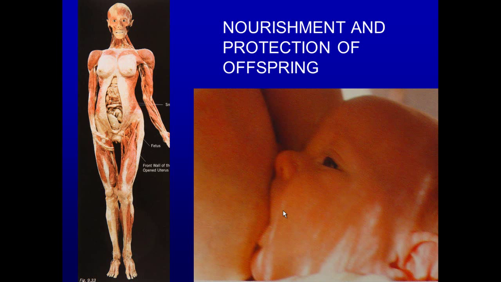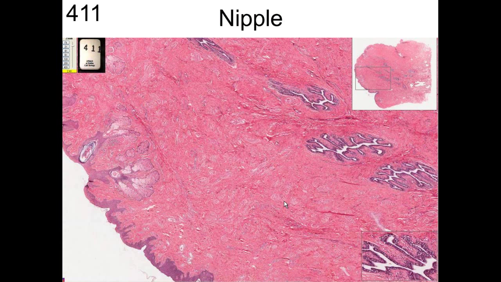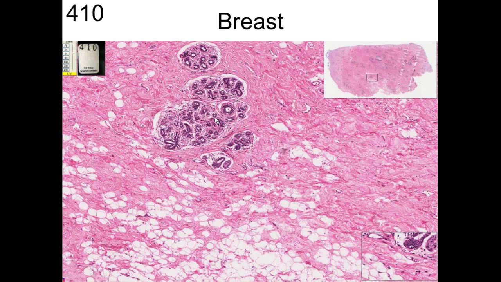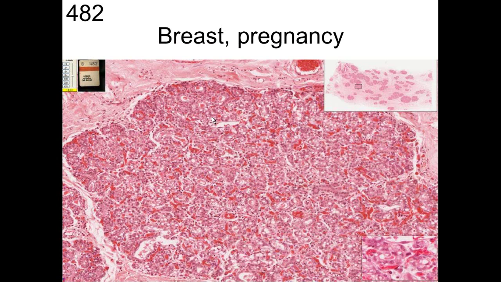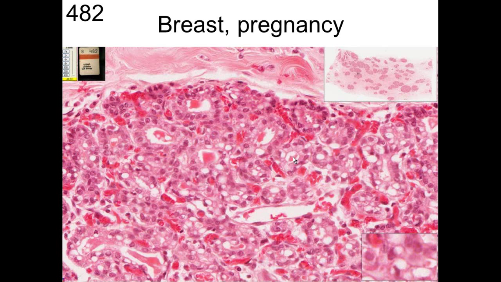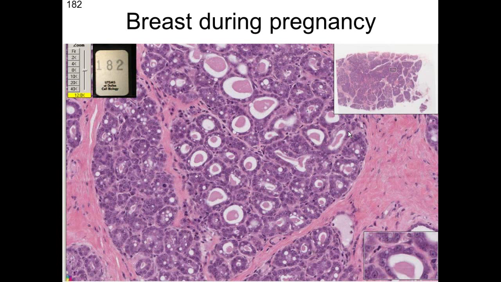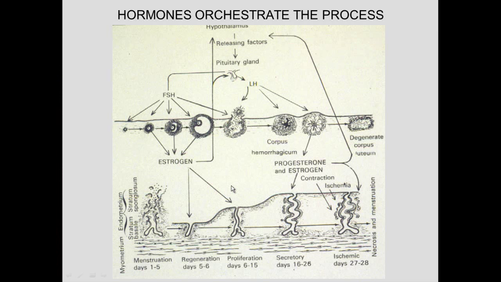Nourishment and protection of the offspring is also very important. Here we see the nipple with the sebaceous glands opening out through there, but also you have these lactiferous ducts that come in through here, the mammary glands. Here's a pregnant individual. You can see where milk is being produced by these cells, and they should have myoepithelial cells around them too, which squeeze the milk secretion. You see milk just forming here in this pregnancy.